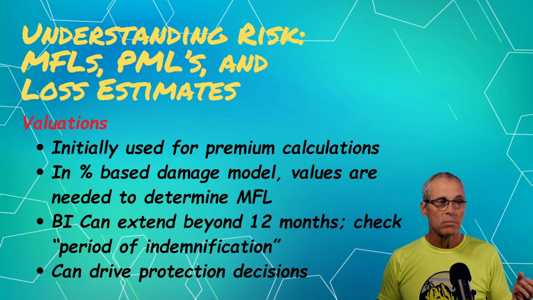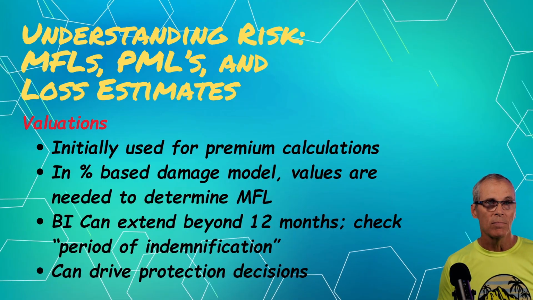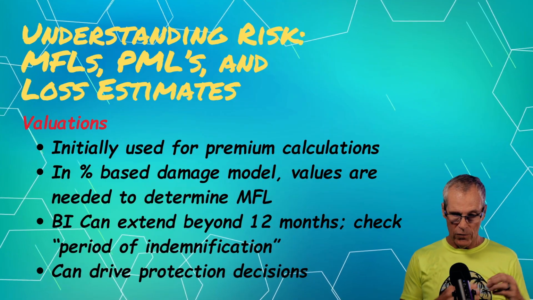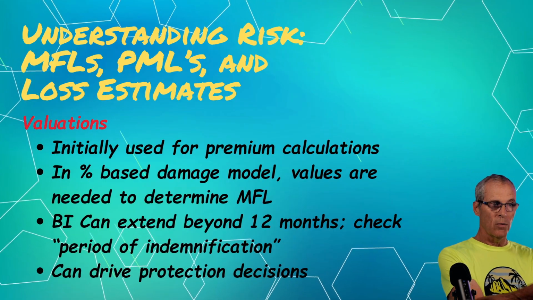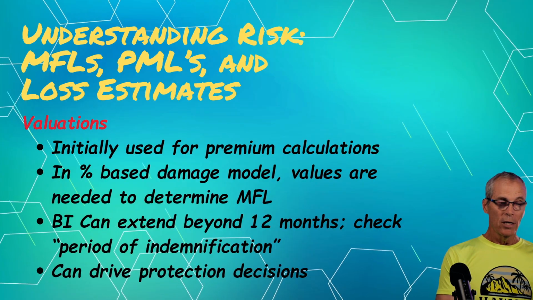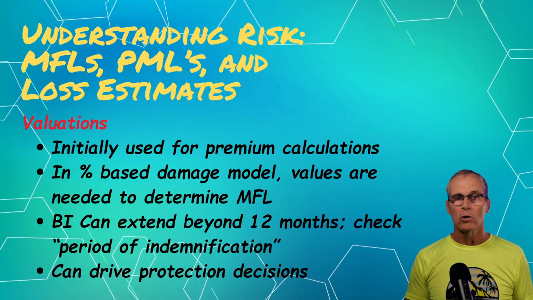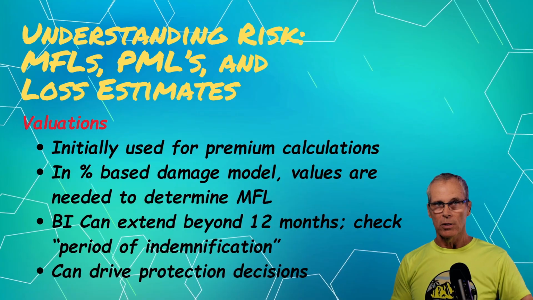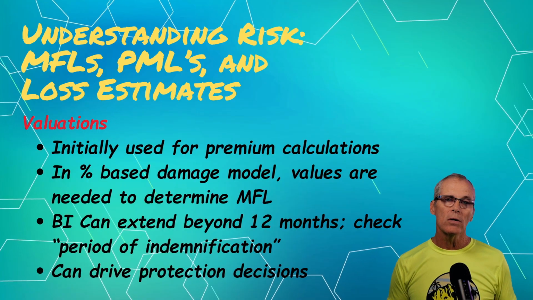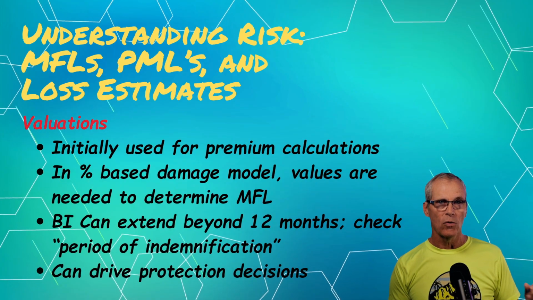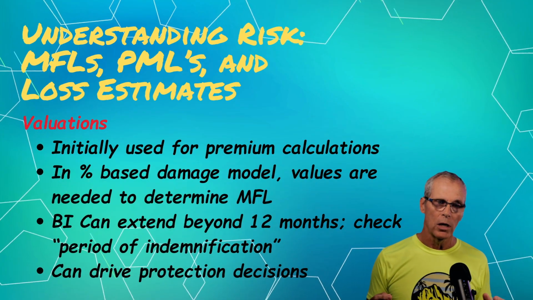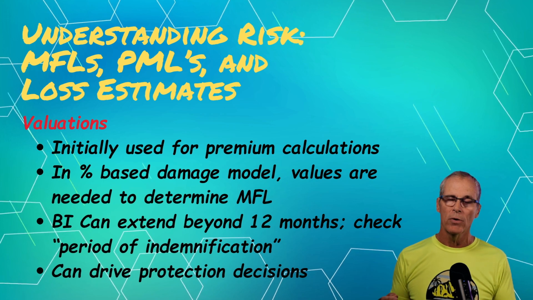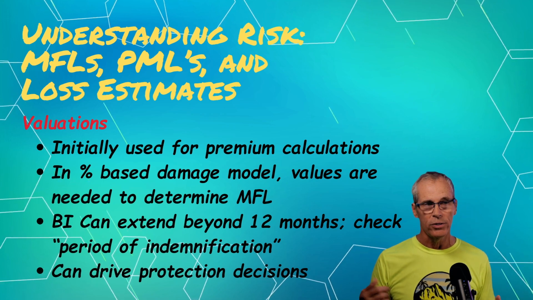Well, in a damage or percent-based model that looks at just 50% of this building's destroyed, you would look and say, well, that building is $100 million. It's a $50 million PML. So that's kind of just a straightforward, easy way to apply a percentage to a building. Sometimes it's a little more detailed and it gets into more specific pieces of equipment. And we'll show you a simple MFL summary and a more detailed calculation.